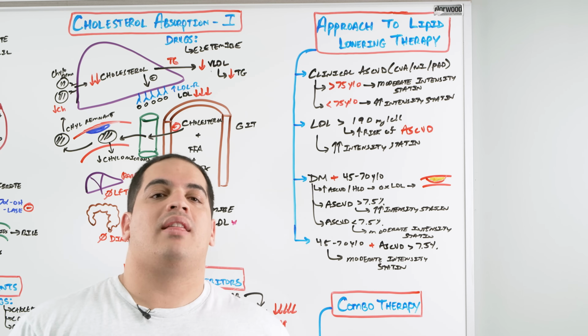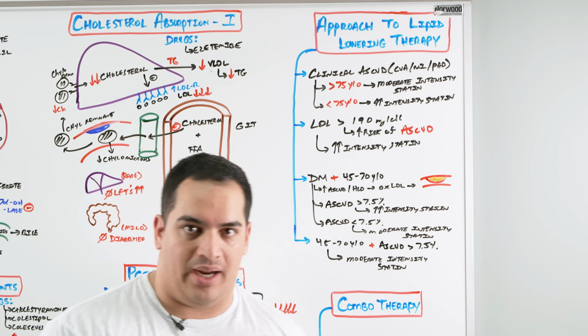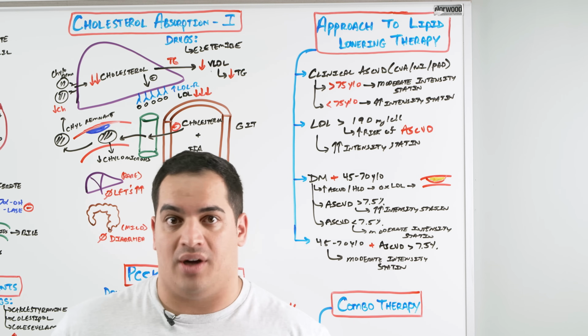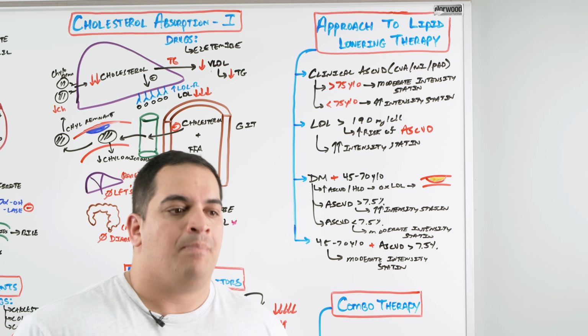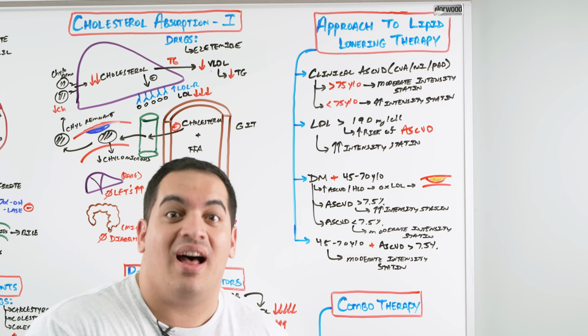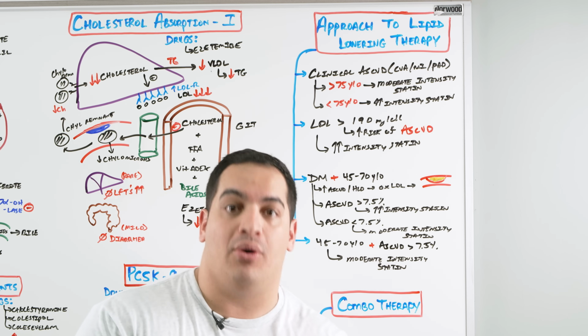What we really want to think about is, what if the patient is having an adverse drug reaction? They can't tolerate their statin, and so we need an alternative. Then we can think about other drugs. But I think the better thing is, if a patient is on a statin and they're still not at goal, you could add on another medication to have a combo therapy.